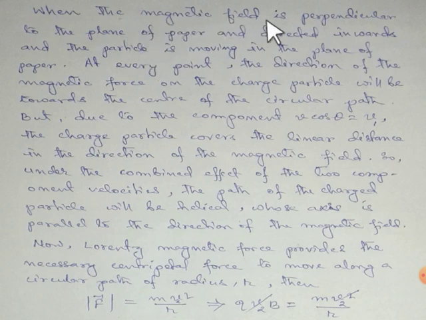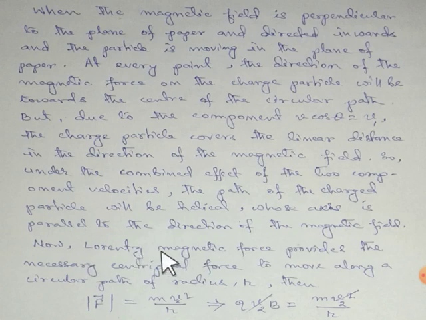So when the magnetic field is perpendicular to the plane of the paper and directed inward, and the particle is moving in the plane of the paper, at every point the force on the charged particle will be toward the center of the circular path, as we have said. But due to the component V cos theta, in the direction of the magnetic field, which we denote by V1, the charged particle covers a linear distance in the direction of the magnetic field. We have already said this. So under the combined effect of the two component velocities, the path of the charged particle will be helical, whose axis is parallel to the direction of the magnetic field.